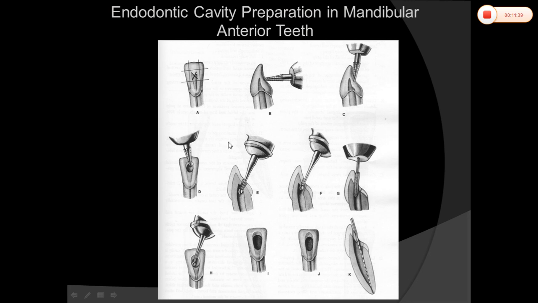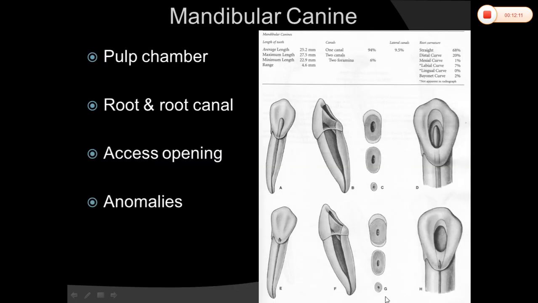So this is your endodontic cavity preparation in mandibular anterior teeth. So this is your point of entry. Place the burr perpendicular to the long axis of the tooth. After entering into the dentin, change the direction of the burr parallel to the long axis of the tooth, and hence you will get a burr drop. Then deroof the pulp chamber properly. Then you get a straight line access, which you can confirm using an endodontic file.